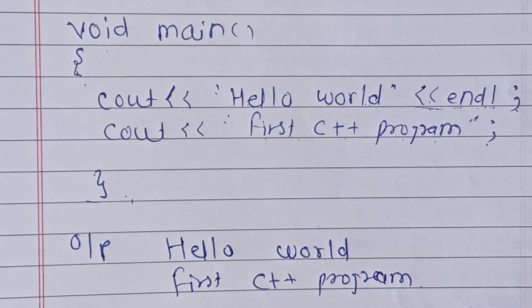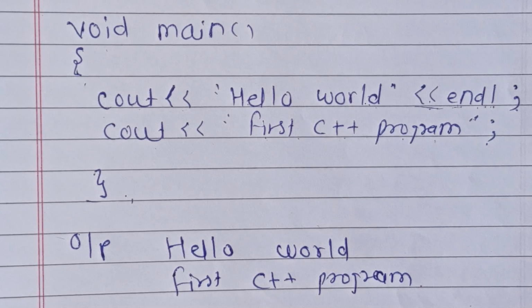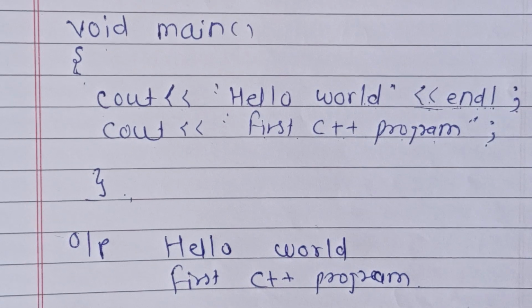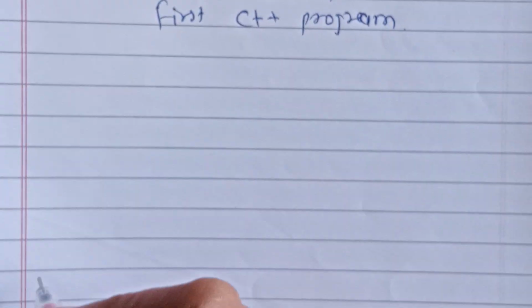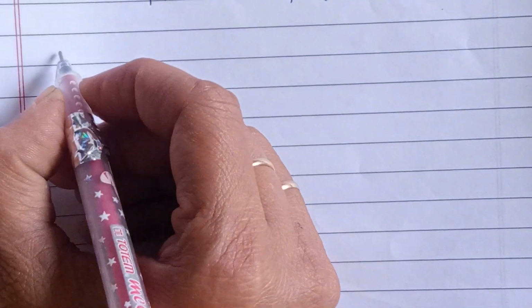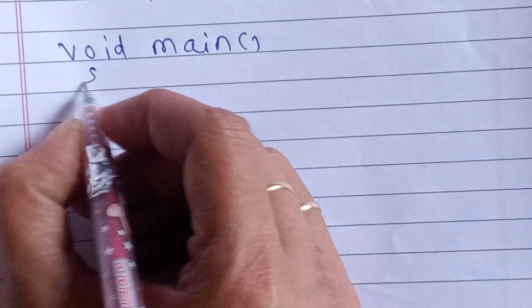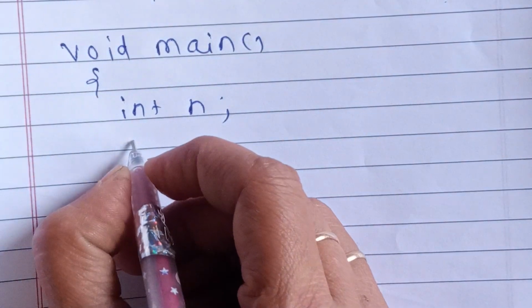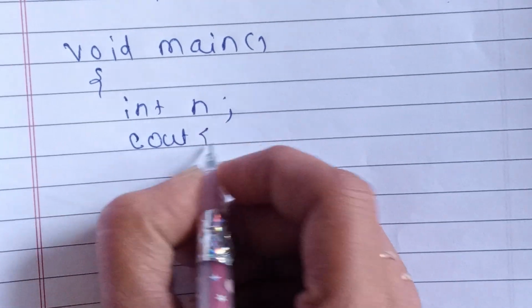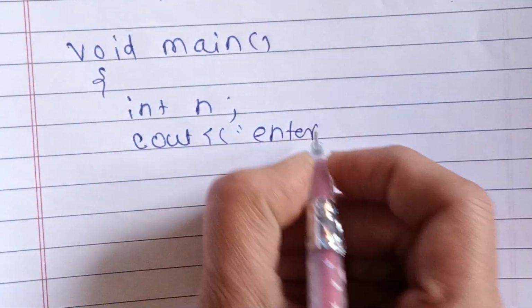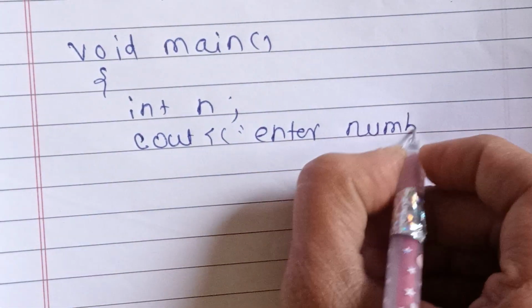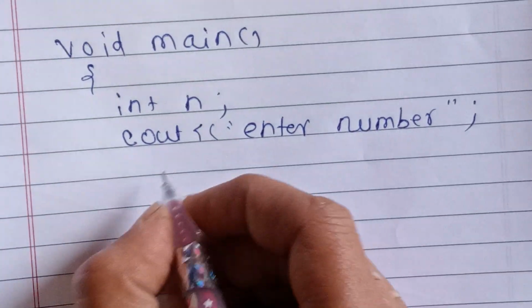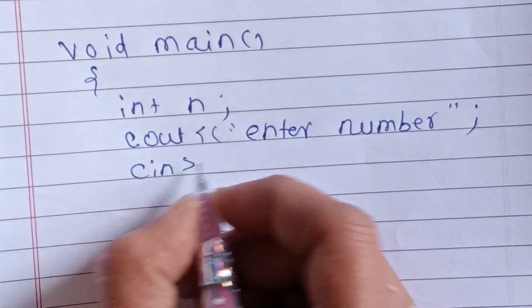So in the next program we will be seeing how to take input from the user. Okay, so let us see how to take input from the user. Again write void main function, int n is one variable. Then I'll display the message enter number. Then I will take input.